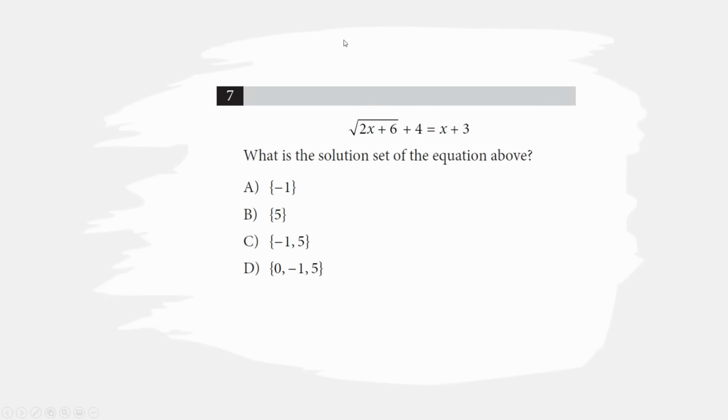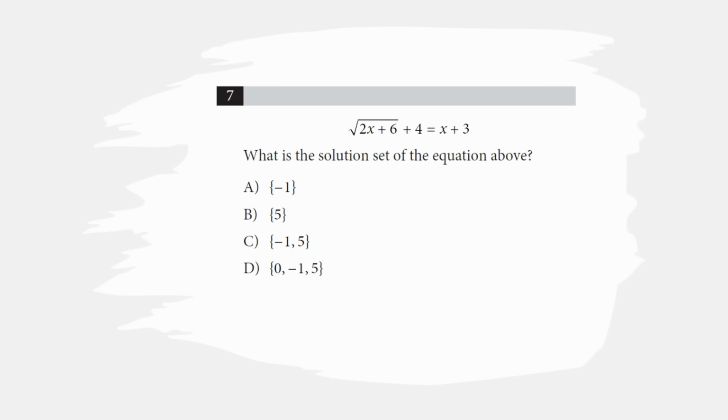Now, this is an intermediate question on the no calculator section. We need to find the solution to the equation the square root of 2x plus 6, plus 4, equals x plus 3. Let's suppose you're not really sure how to solve that equation. No problem. Just test the answers.